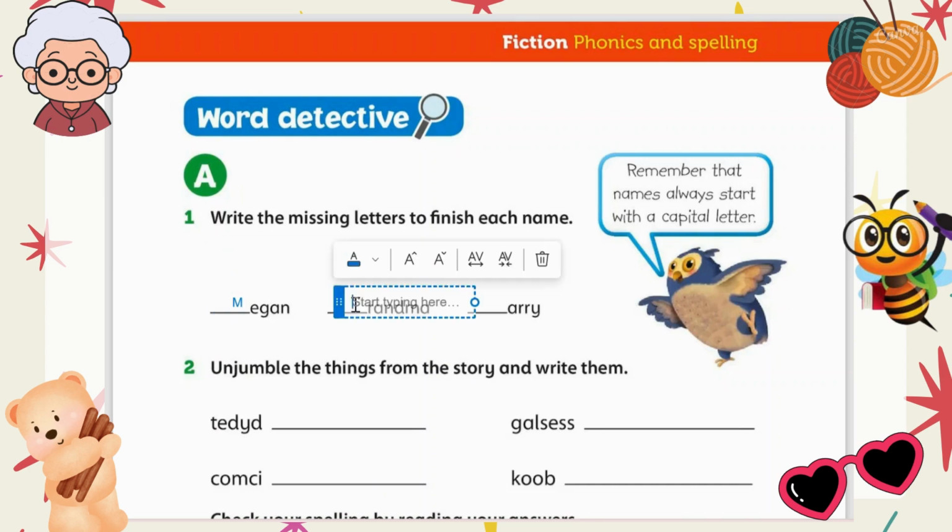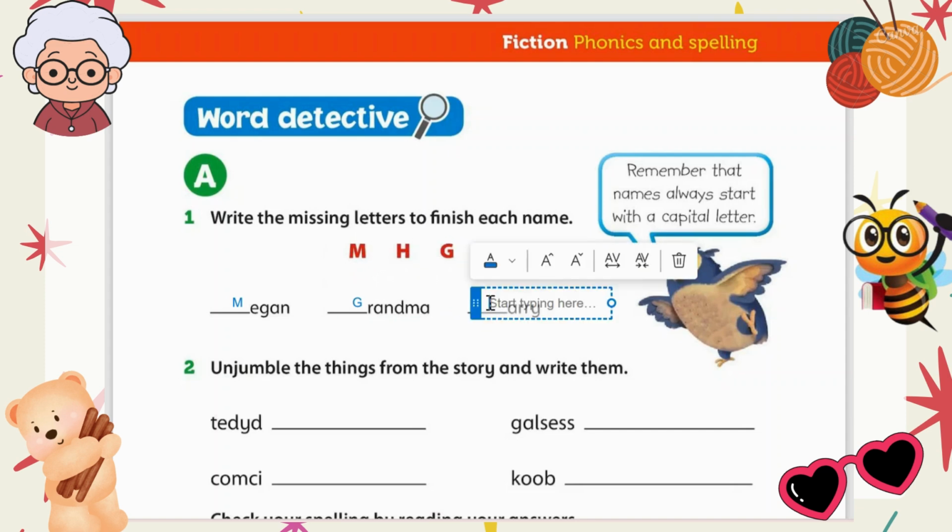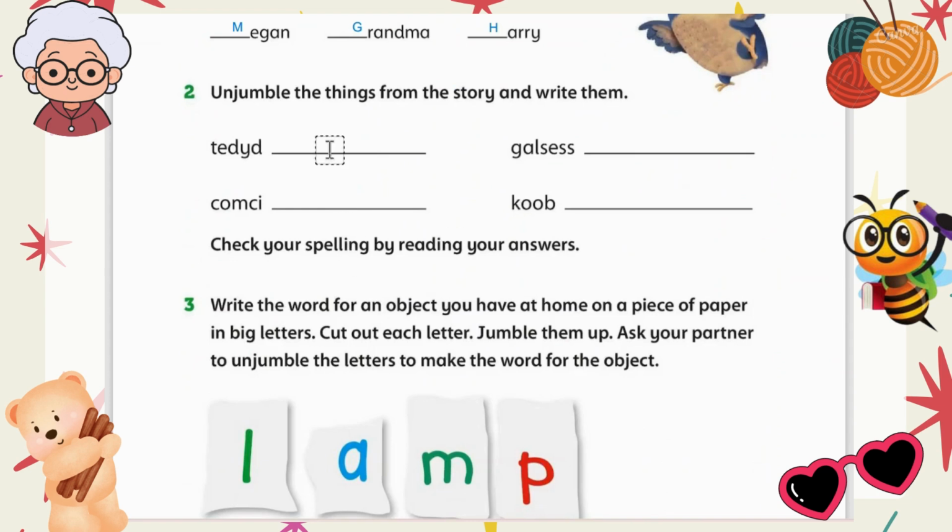What will be here? RANDMA. Yes, grandma. G is the missing letter. And so M is done, G is done. Now we are left with H. So it's Harry. So Megan, grandma, Harry. The character names in the story.